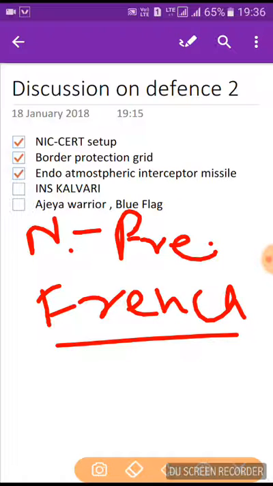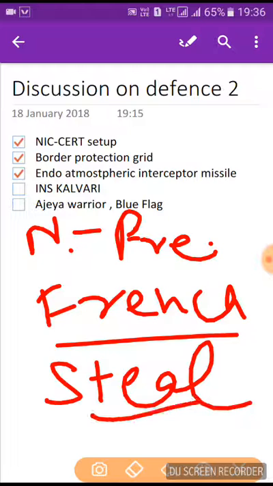And the third thing, which is important, is that it is made of steel. Steel is important, not iron or any other metal. And it is India's first indigenous stealth submarine.